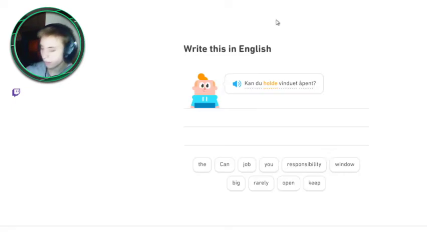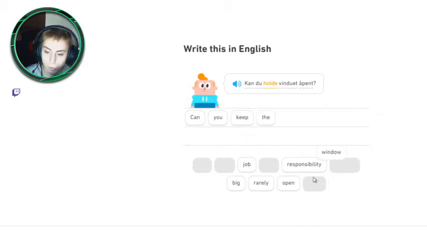Start lesson. Kan du holde vinduet åpent? Can you hold the window open? Vinduet. Hold. Holde. Keep the window open. Okay, so holde can mean keep and hold.